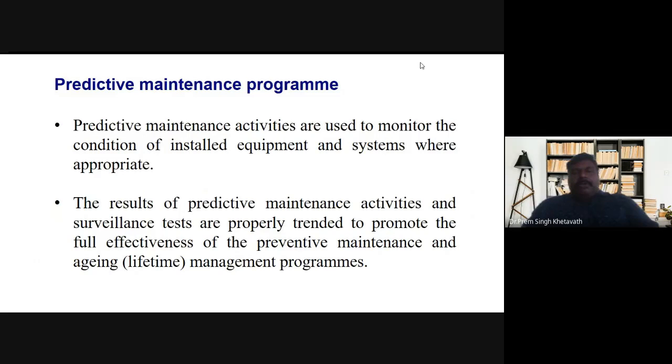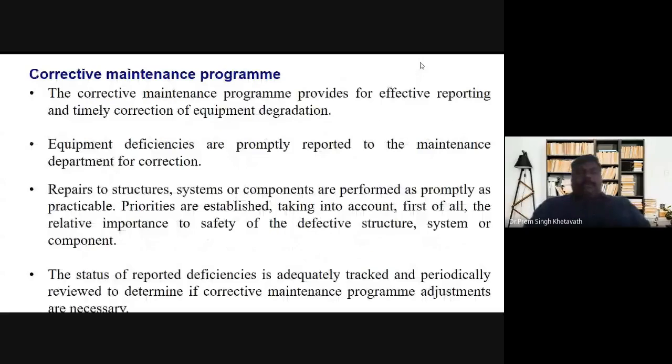The results of predictive maintenance activities and surveillance tests are properly trended to promote the full effectiveness of preventive maintenance and aging management programs. So here, predictive means for installed equipment, they are going to see whether they are working apt or not, because one part will work for 5 years, this version will work for 2 years, this one will be there for 1 year. After 1 year, compulsorily they are going to change it. But here, in corrective maintenance, we are going to change when there is a breakdown.